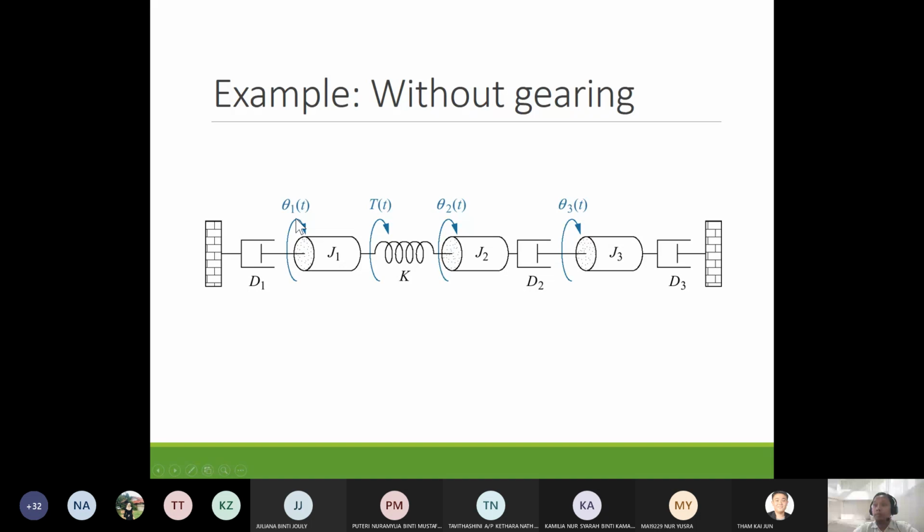For example, theta 1 here measures the rotation of J1. Theta 2 measures the rotation of J2, and so on. Here the rotation is given clockwise. So if we want to draw the forces from damper and spring that is connected with J1, then the forces or the torque will be trying to resist the motion of theta 1, which means the torques will be in counterclockwise direction. We will see later how to draw the free body diagram and so on.